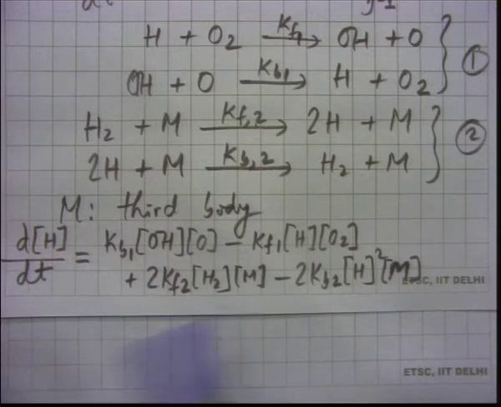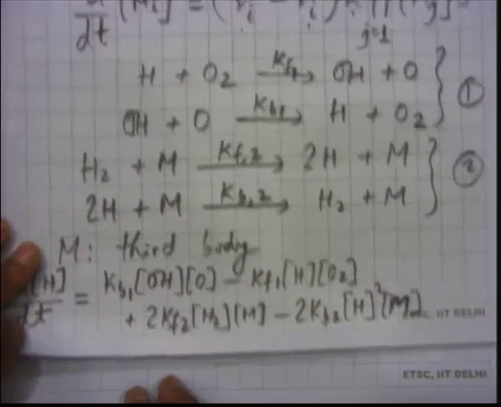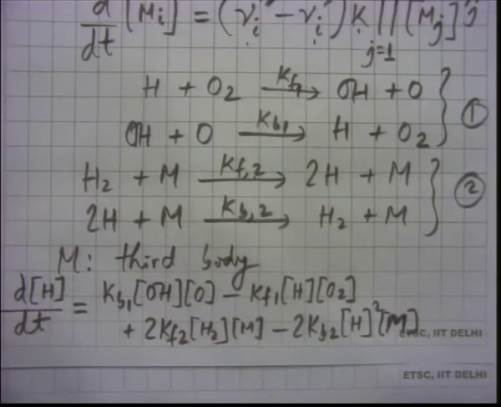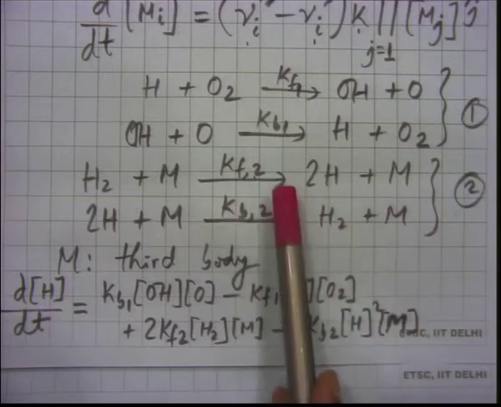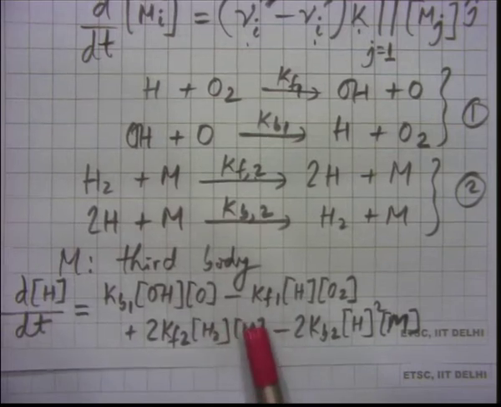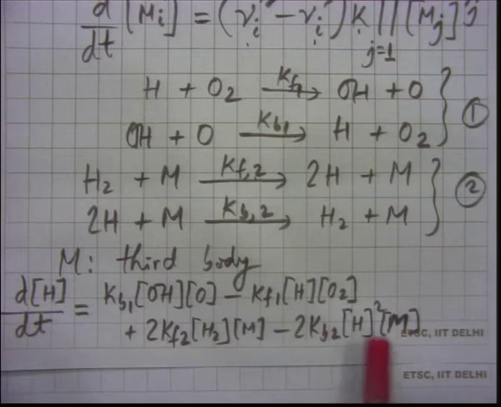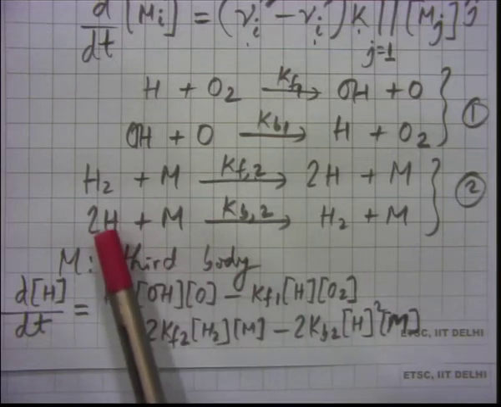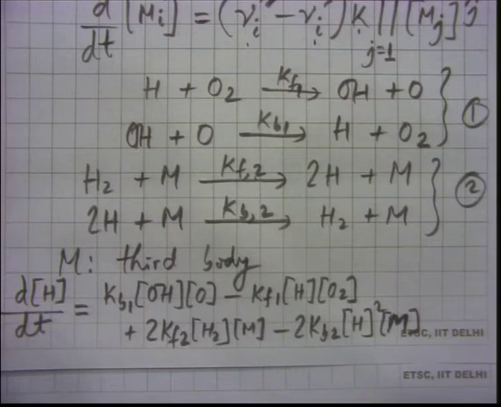Can we explain the powers also? It is possible to explain the powers. In the KF2 reaction, H2 and M will both be raised to the power 1 because they have coefficients of 1, but in the Kb2 reaction H will be raised to power 2 because it had a coefficient of 2. Alright, so I have told you this. So, this gives you a clue as to how to write dH dt using law of mass action.